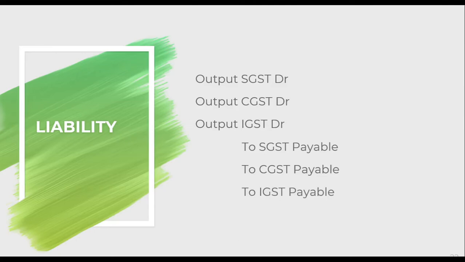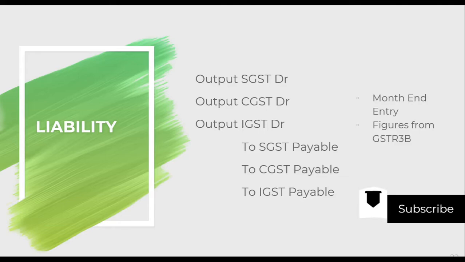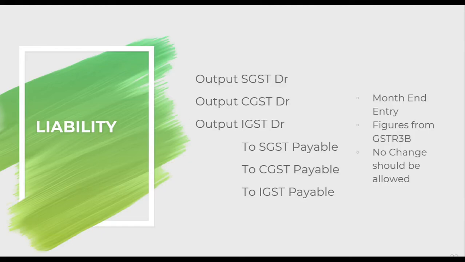When I am passing this entry, I am saying that these are my liabilities and I need to pay them, and I have shown this liability in GSTR-3B. Once your liability is confirmed that you have to pay this, then you can pass this entry. Better to pass this entry at month end. Once GSTR-3B is finalized, you can take figures from GSTR-3B and pass this entry. Remember that no change should be allowed here. So now we have created our liability and the same is shown on the portal.